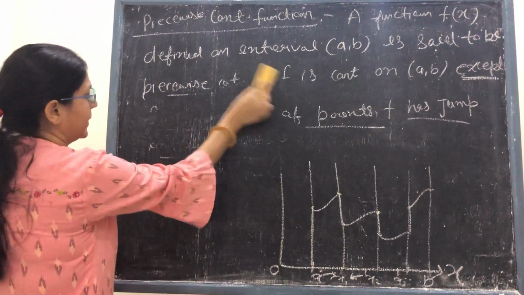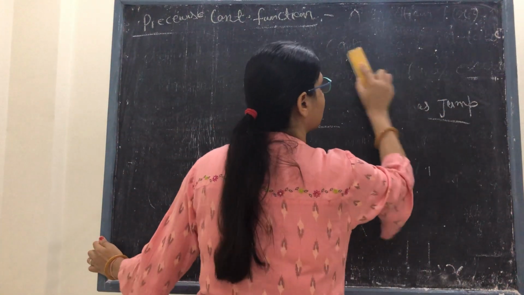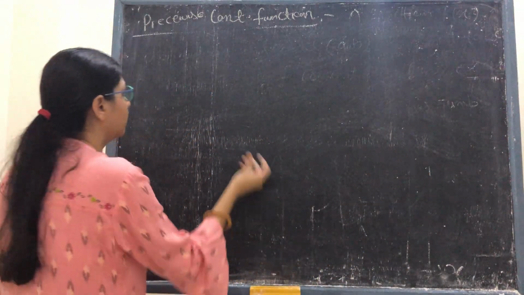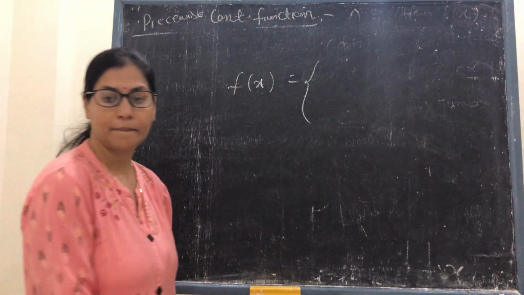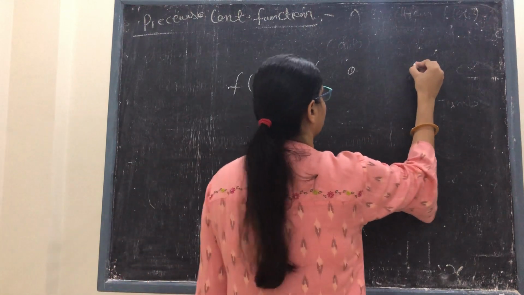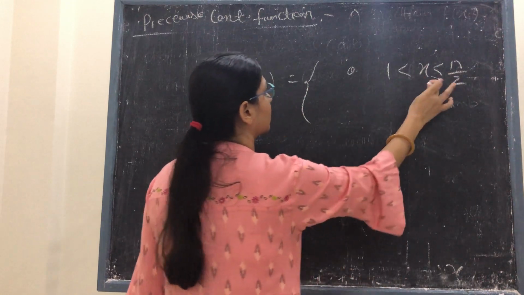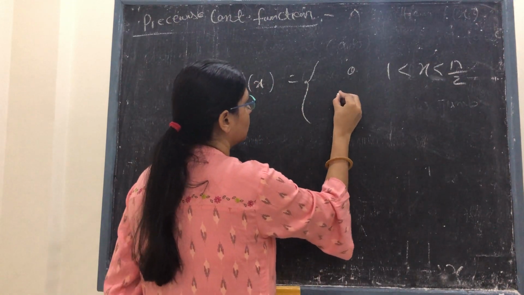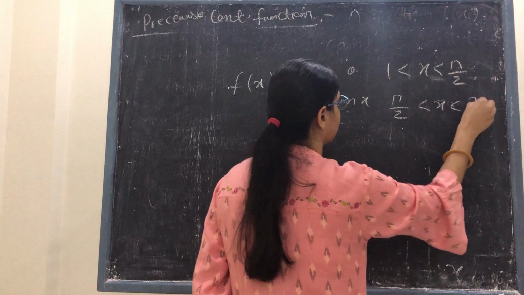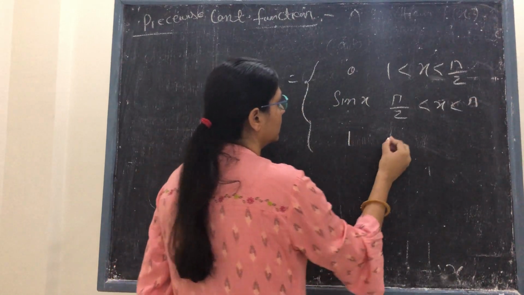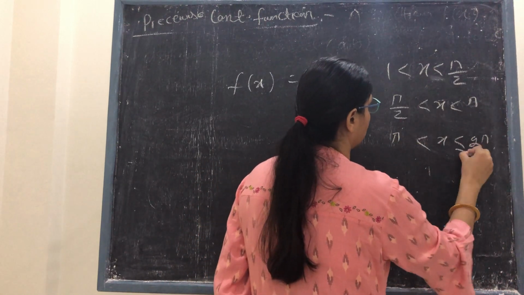Let us take some example to see it very clearly. f(x) is defined as: f(x) equals 0 when x is less than pi by 2; f(x) equals sin x when pi by 2 is less than x is less than pi; and f(x) equals 1 when pi is less than x is less than or equal to 2 pi.